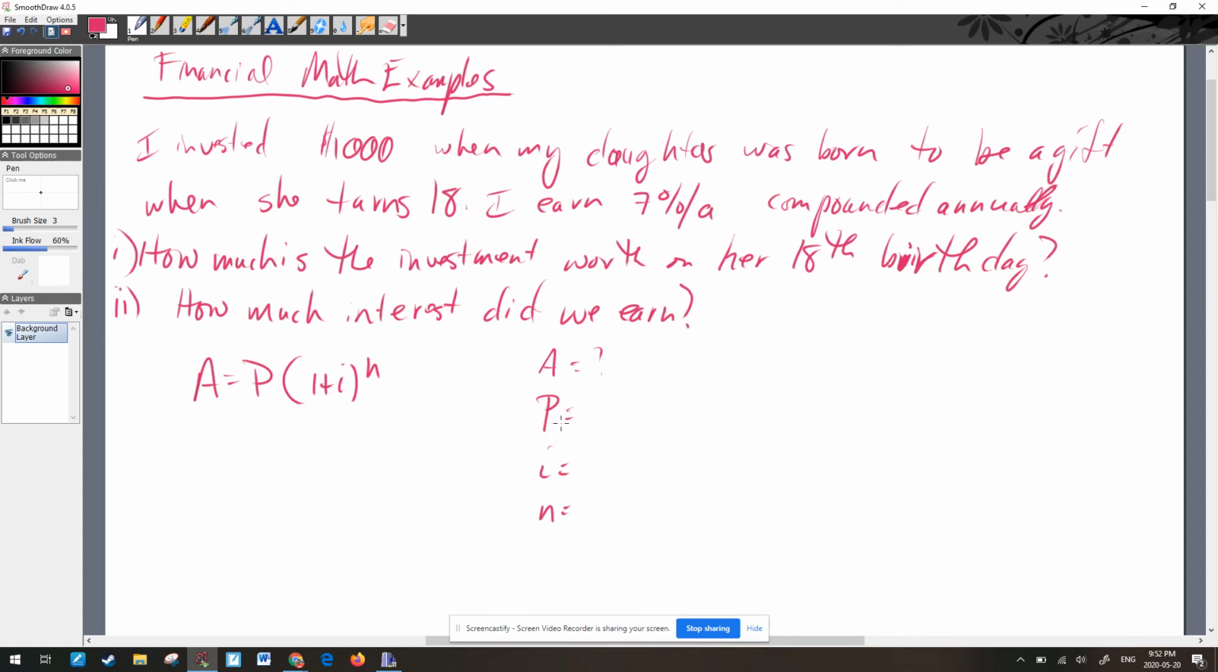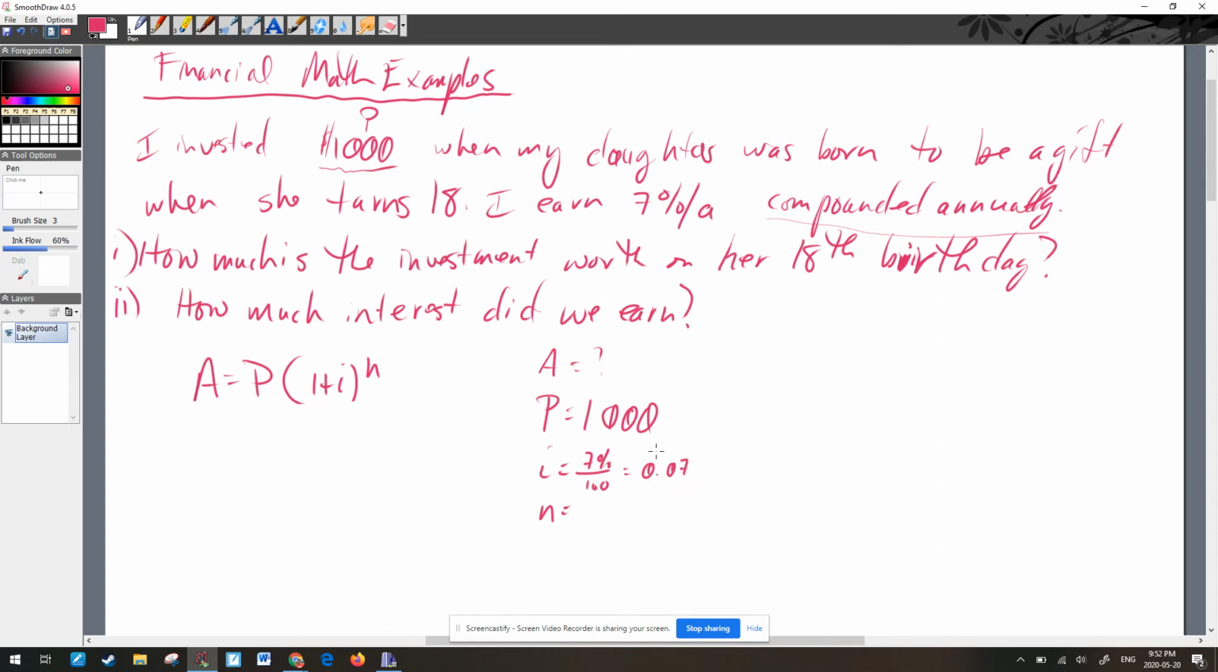P is the principal or the starting amount. So it says I invested when my daughter was born. So that is the principal. So I'm going to come down here and say, okay, the principal is $1,000. i is the interest per compounding period as a decimal. Okay, now here's the interest, 7%. So I'm going to come down here and write 7%. And then I'm going to say it's compounded annually. So that's per annum. So that's good. So I just need to convert that to a decimal. So I'm going to divide it by 100, which is going to equal 0.07.